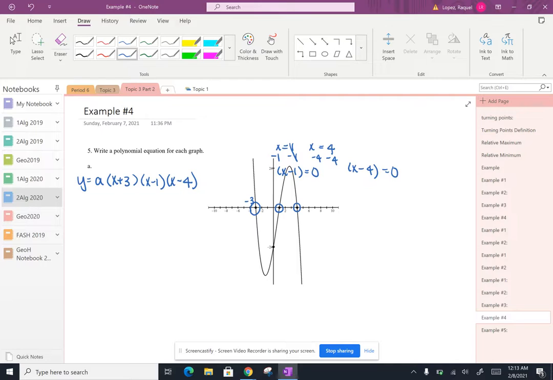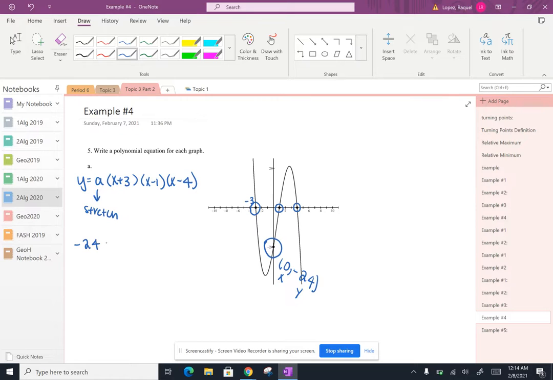So I've written it in factored form. And now we need to figure out what this a is here. This is going to be our stretch. Okay, now to figure out what our stretch is, what we can do is pick any other point on our graph and substitute those x and y values into the equation that we have so far and solve for a. So in this case, I like to reach for the y-intercept. So 0, -24. And the reason I like to reach for the y-intercept is because I like to work with easy numbers, and 0 is usually an easy number to work with. So I'm going to plug 0 in for x, and I'm going to plug -24 in for y.